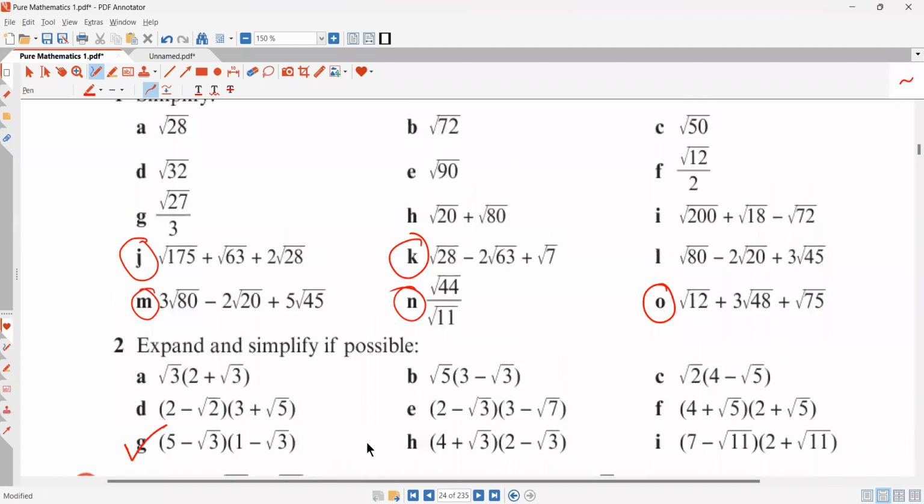Okay, do G, H, I from question number 2, and be careful of negative signs. When you open this bracket, open with the proper method. Okay, I'll pause the recording. Everyone, do it.